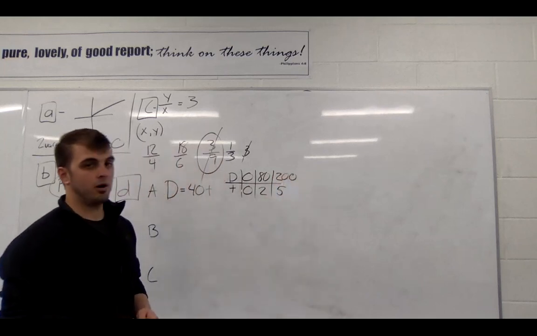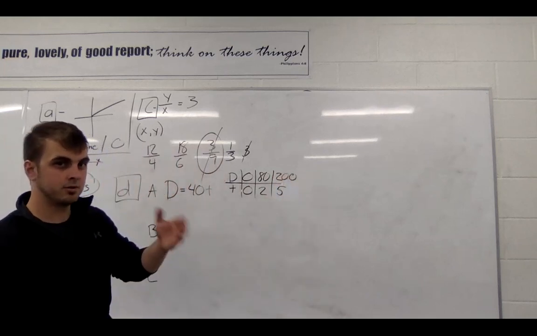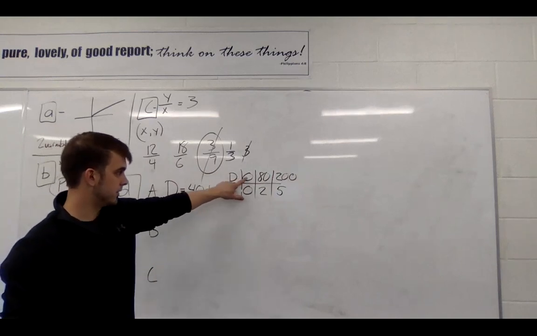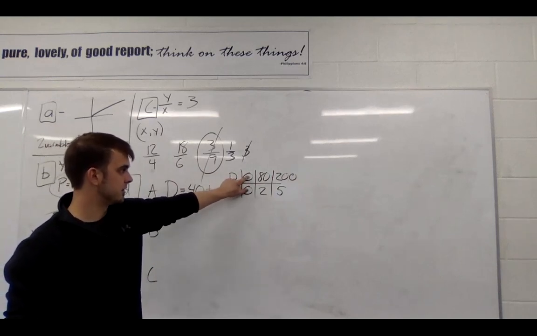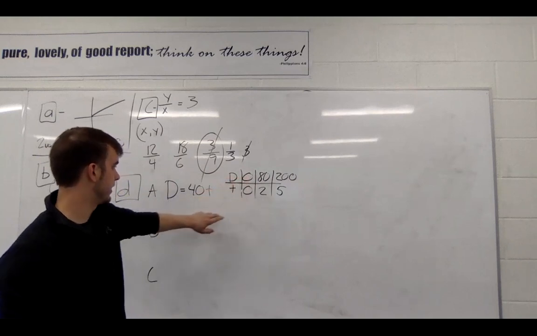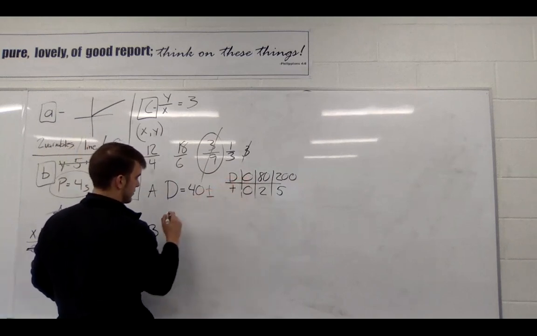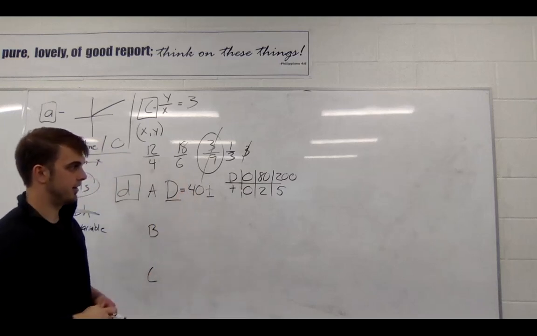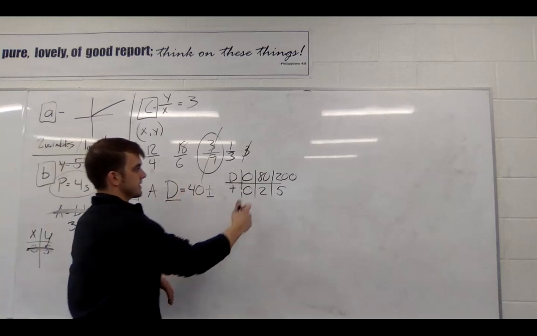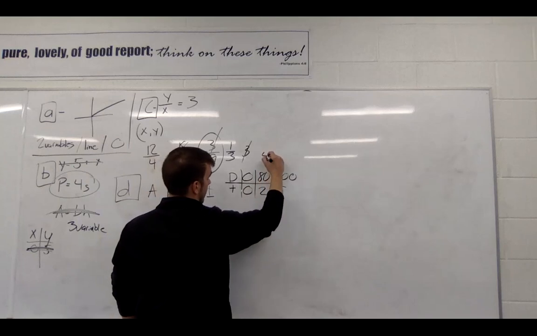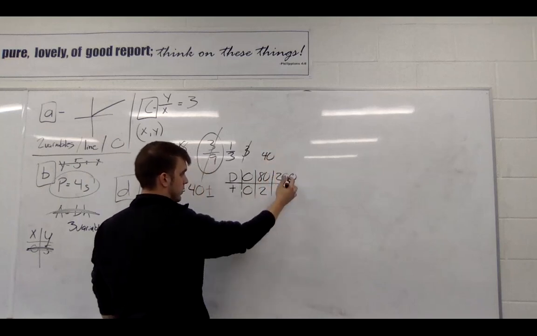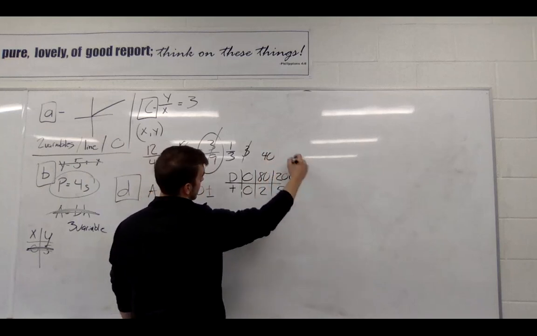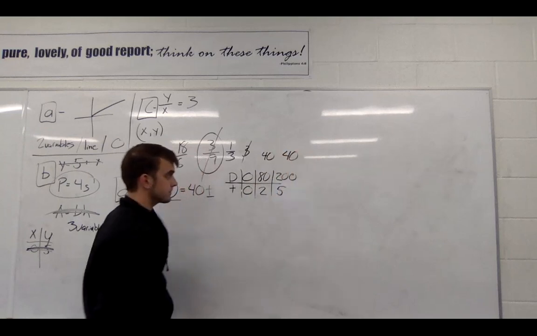Now, do these things all come out to the same ratio? Right here it goes through 0, 0, so you're good there. How many variables are there? T is one, D is another, 40 is a constant, so you're good there. Now, is it an equal ratio? What is 80 divided by 2? That is 40. What is 200 divided by 5? That is 40. So there you go.